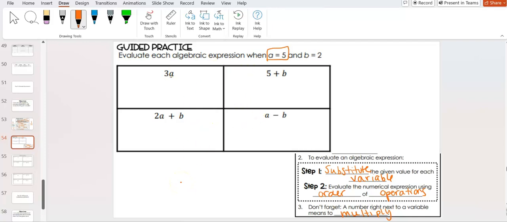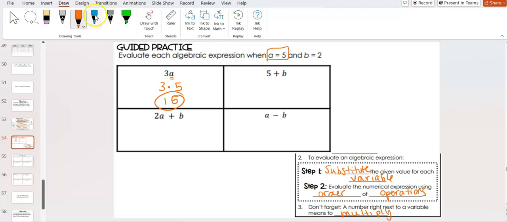So I am going to substitute or replace the a. I'm going to rewrite my expression, and instead of an a, I'm going to write a 5. And because I know that this 3a means 3 groups of a, or 3 times a, I'm going to put a multiplication symbol here. I'm not going to use the x though, because that's going to get me confused with the letter x, the variable x. All right, 3 times a is 5. That's 3 times 5, which is 15. And that's it. Now we know what a is and we can solve.